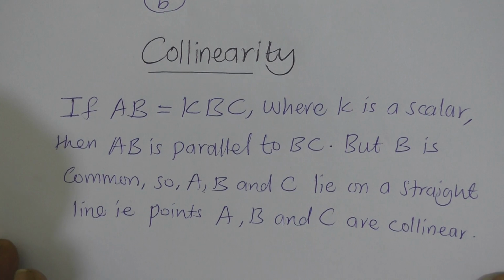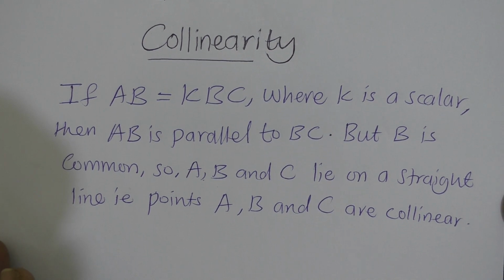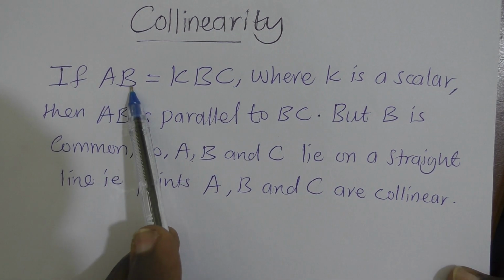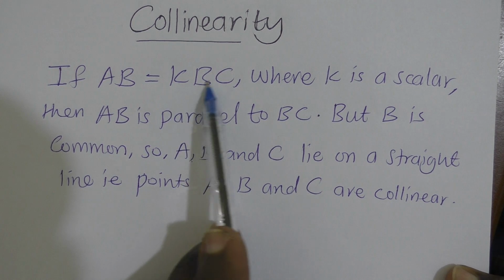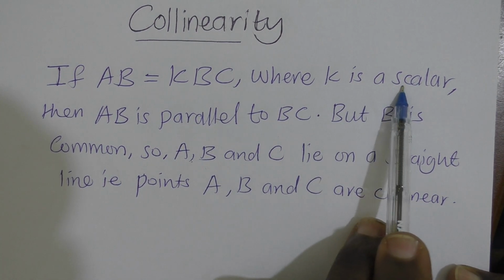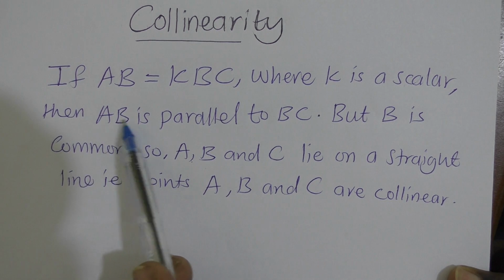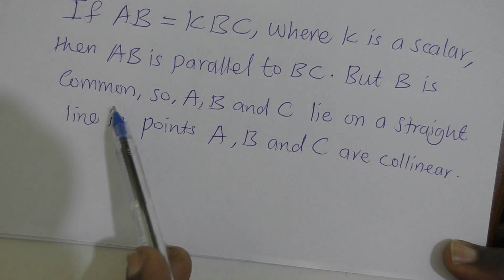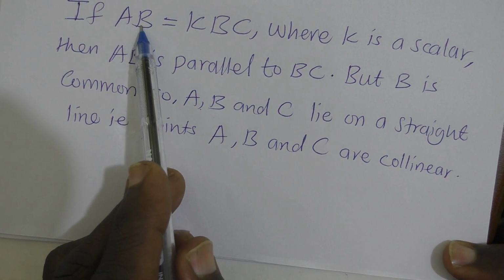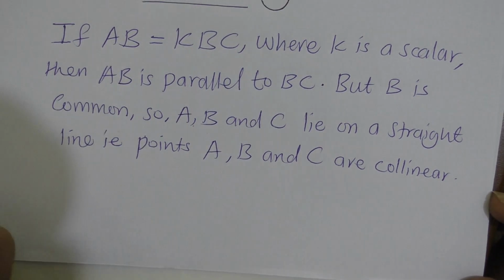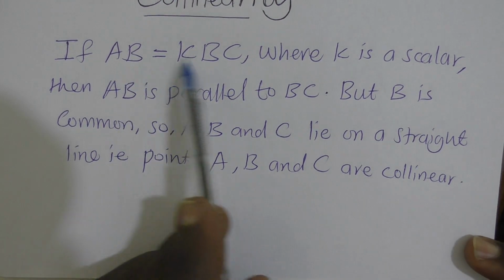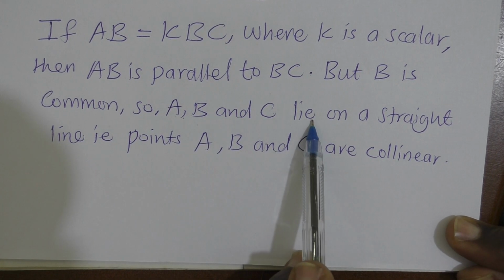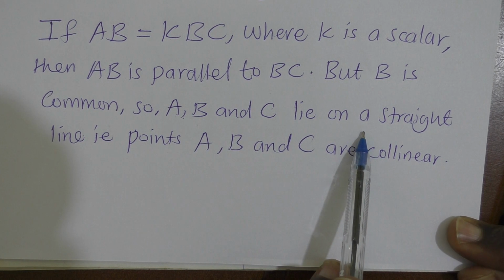So let us look at the collinearity of vectors. If, let's say, vector AB equals K times BC, where K is a scalar, then AB is parallel to BC. But B is common here and there, meaning B is in both vectors. So A, B, C then lie on a straight line.